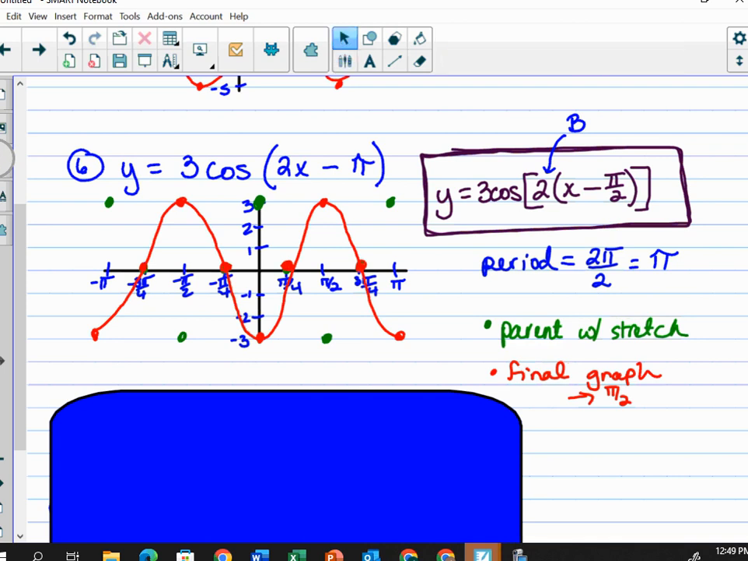Take it a step at a time, guys. Don't look at it and think you just have to spit out the final graph without writing anything else down. It doesn't usually work very well.